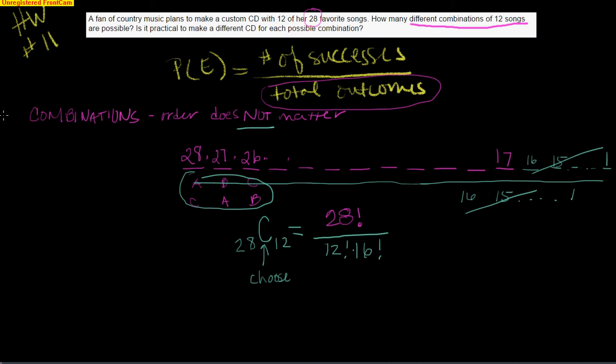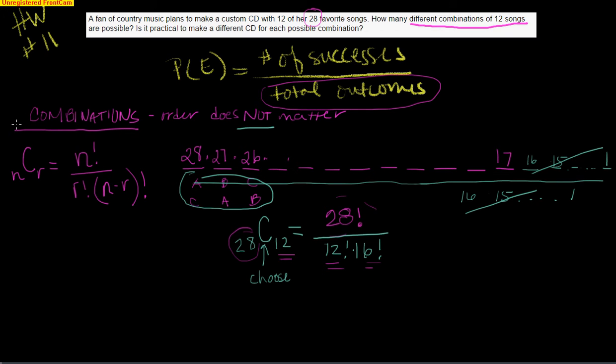It goes like this. Combinations, known as n choose r, is equal to n factorial, which is your total number that you're starting with, that's your numerator, divided by r factorial, where r is the number that you're actually choosing, also multiplied by this 16, which is actually coming from 28 minus the 12, the n minus the r, and then that factorial. So this is a formula worth recognizing, but it's not something you have to memorize.